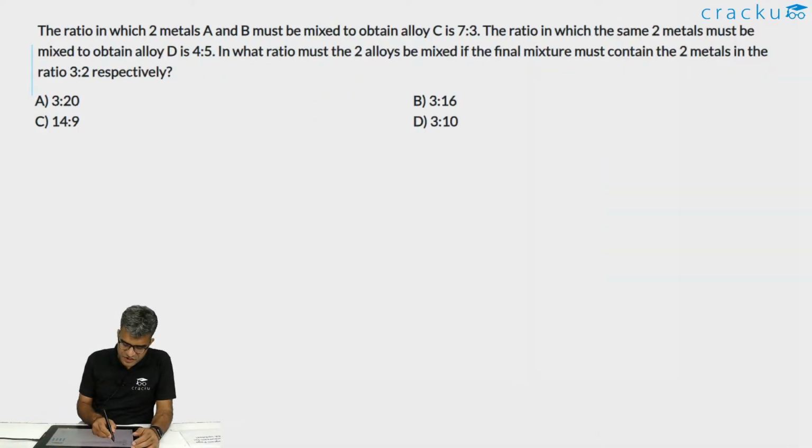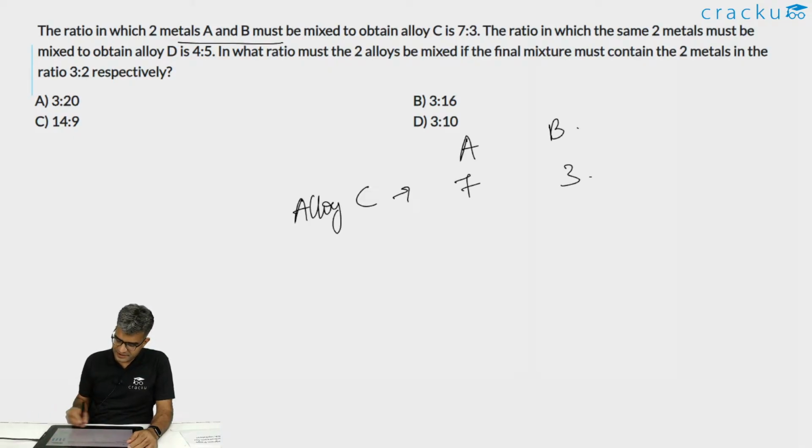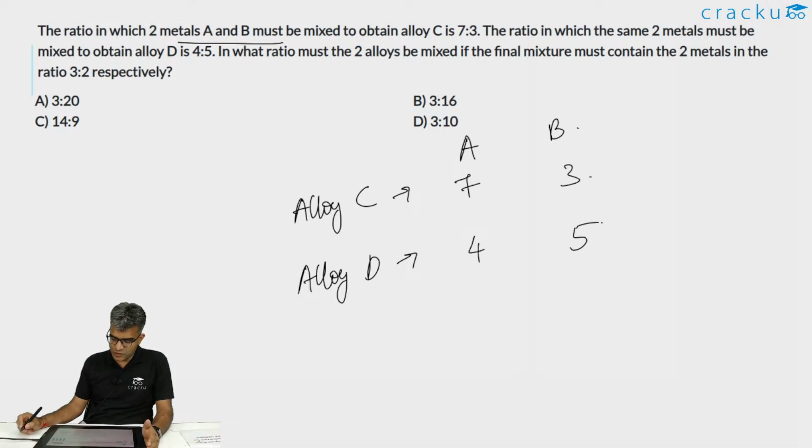Okay. The ratio in which two metals A and B should be mixed to obtain alloy C is 7:3. So we have alloy C, in which A and B are mixed in the ratio of 7:3. We have alloy D, in which they are mixed in the ratio of 4:5. In what ratio must the two alloys be mixed if the final mixture must contain the two metals in the ratio of 3:2? The final mixture, we want A and B in the ratio of 3:2.